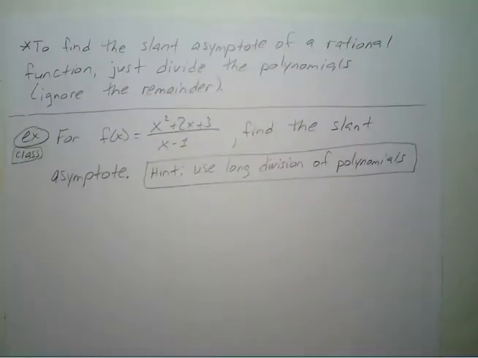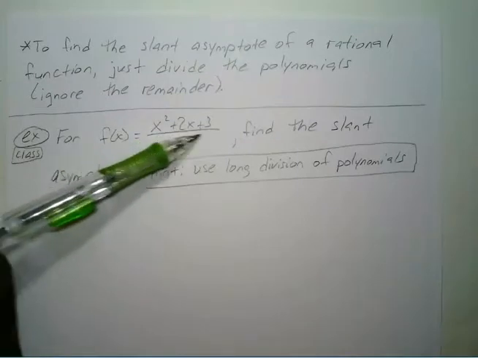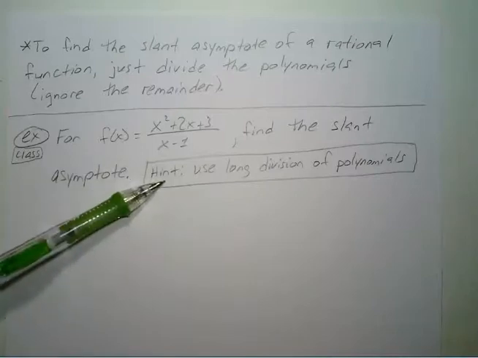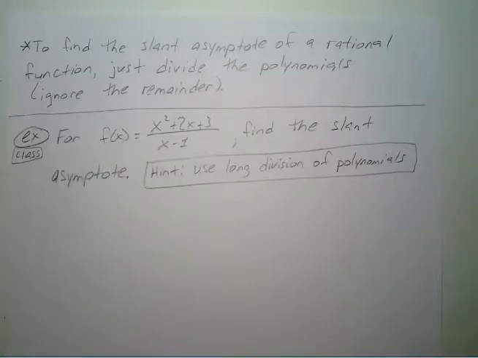Okay, so to find your slant asymptote of a rational function, just divide the polynomials and ignore the remainder. Okay, so for f of x equals x squared plus 2x plus 3 divided by x minus 1, find the slant asymptote using this approach. Remember, hint, use long division of polynomials and ignore the remainder. So I want you to go ahead and press pause and try this one on your own.